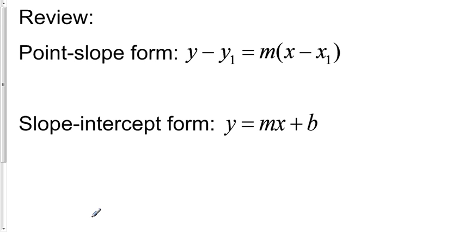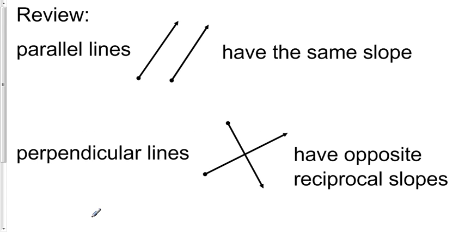So in review, here's point-slope form and slope-intercept form in case you need to look back. Also, we need to remember that parallel lines have the same slope and perpendicular lines have opposite reciprocal slopes. So if I make up some slopes for these lines here, let's say these lines both have the same slope of 4/3. And in order for lines to be perpendicular, one has to be positive, like maybe this first one is positive 2/3. The other one has to be negative, and it also has to be the reciprocal. So negative 3/2 is a perpendicular slope to 2/3.